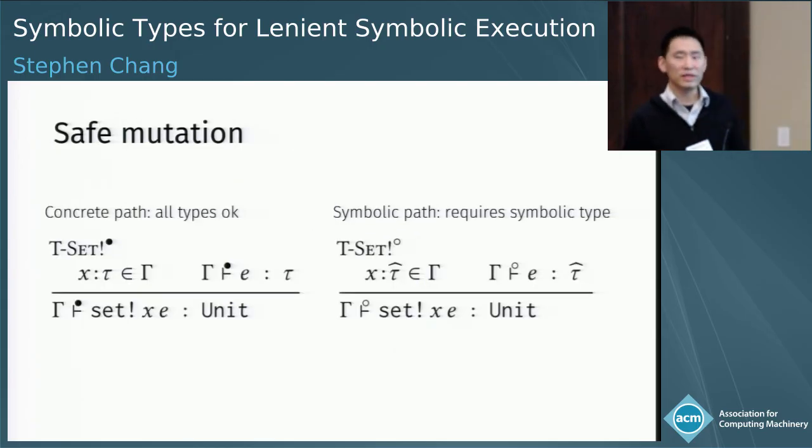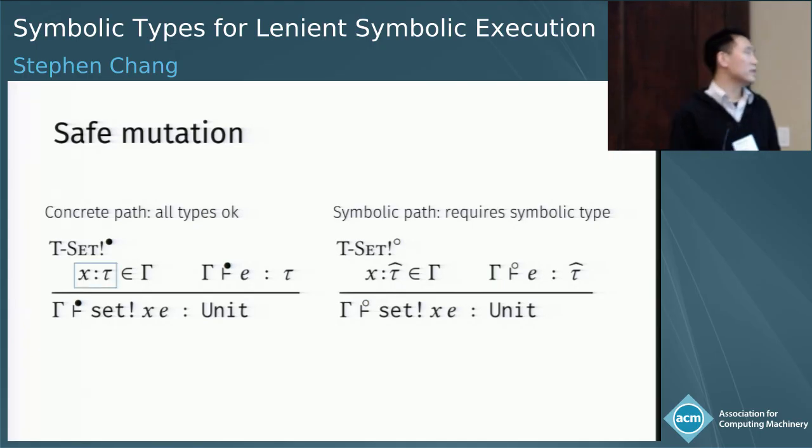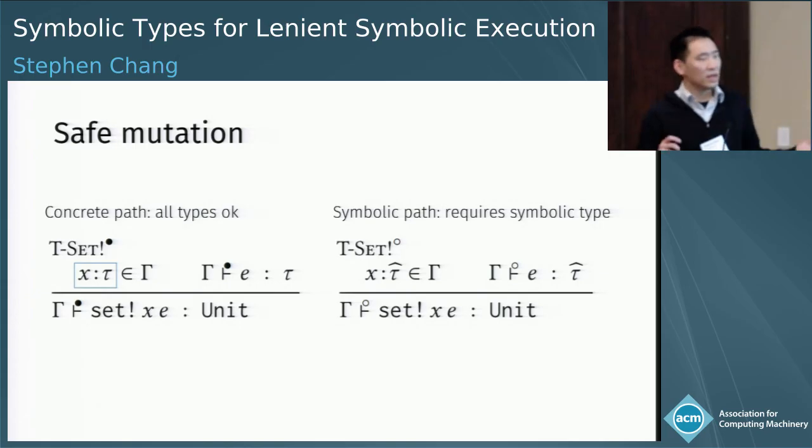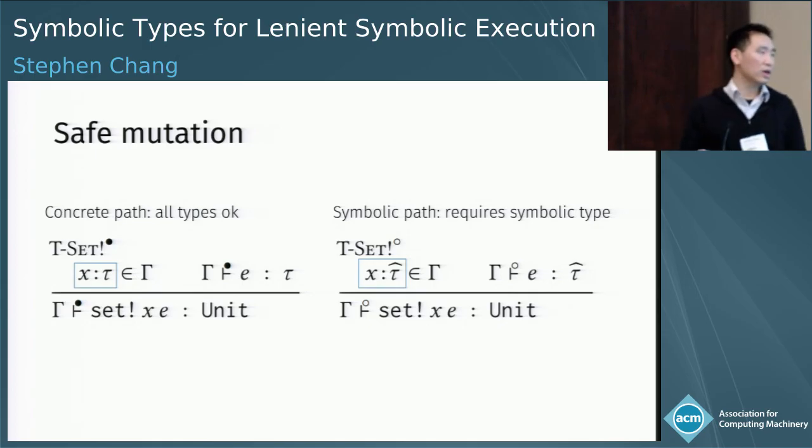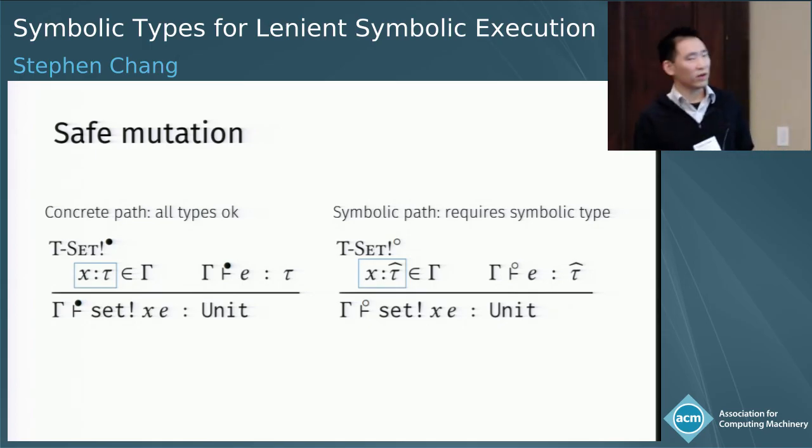So now, with this setup, we can define the mutation rules that we want. On the left, if a mutation occurs in a concrete path, then we can do the usual thing. But on the right, if the mutation happens in a symbolic path, then we restrict it to only mutating variables that have a symbolic type, since the mutation can change the variable to a symbolic value.